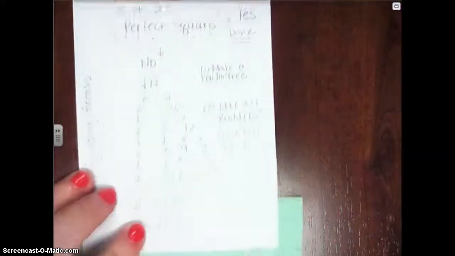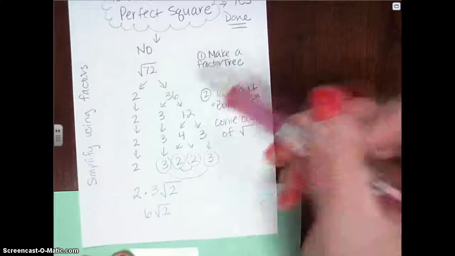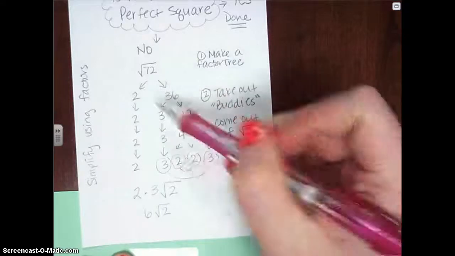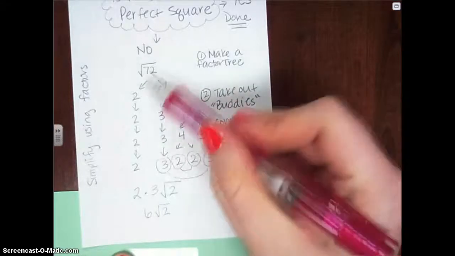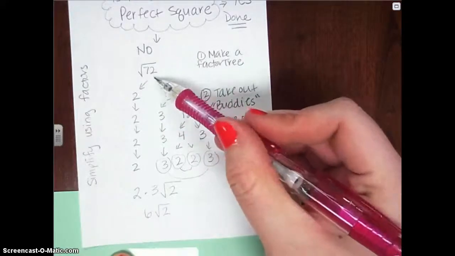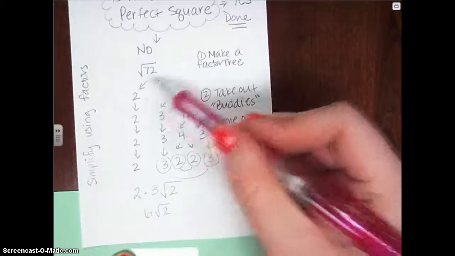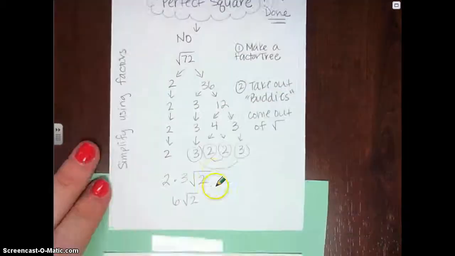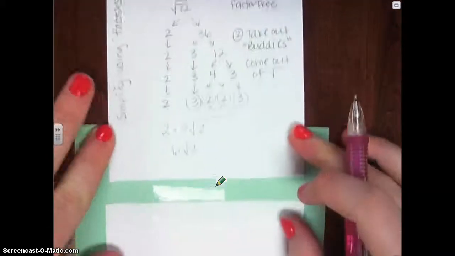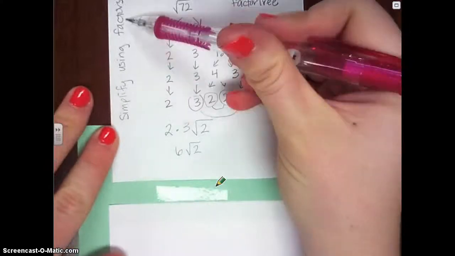When you're making your factor tree, again, you don't have to do it exactly how I did it. You just want to break it down into something that you know. So try and figure out what is 72 divisible by, break it up. Okay, so I want you to go right below this piece of paper. So this is simplifying using factors.